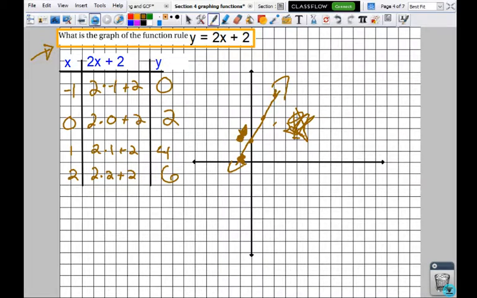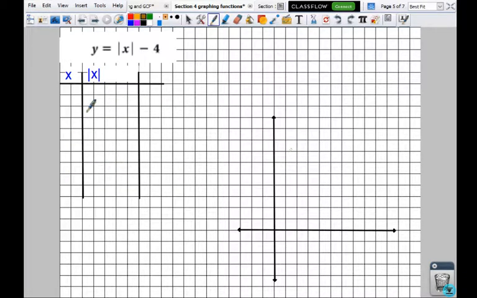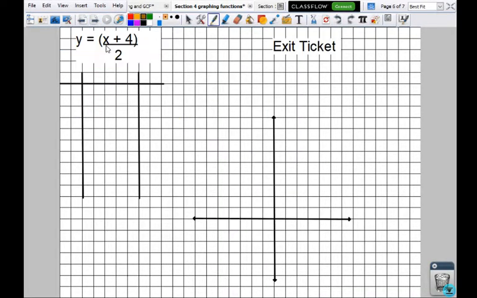So we're gonna skip this next one. I think I changed my lesson around. At one point we did absolute value, but we're gonna skip it for right now. So skip this one, and you're going straight into your exit ticket.